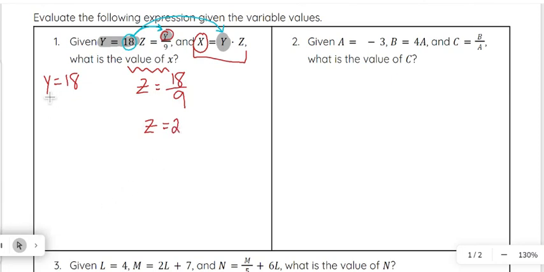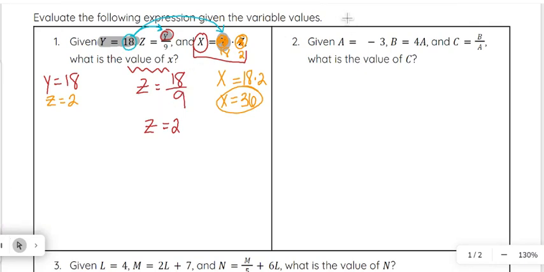So now we can add to our list of known information that z is equal to 2. So if we know that y is 18, we can put an 18 right here in place of y. And for z, if we know we just found out z is 2, then we can put a 2 in place of z. So now to find x, all we do is 18 times 2. And 18 times 2 is 36, so x has a value of 36.